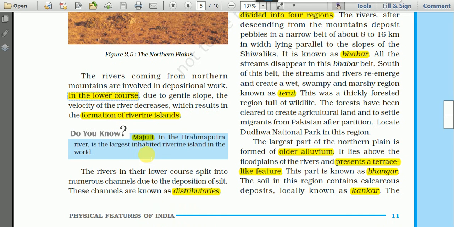And Majuli in Brahmaputra river is the largest inhabited riverine island in the world. So it is inhabited by human beings. Majuli is a riverine island, an island formed in a big river. So this is the largest inhabited riverine island in the world.